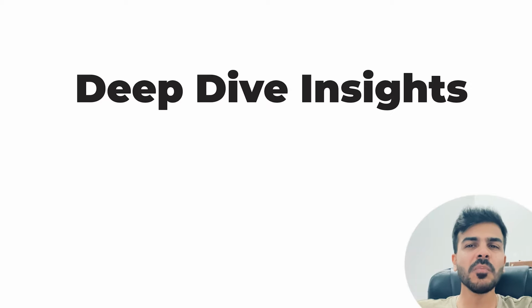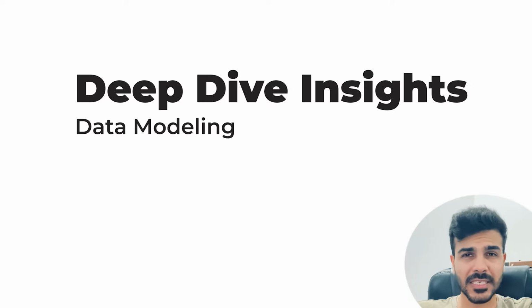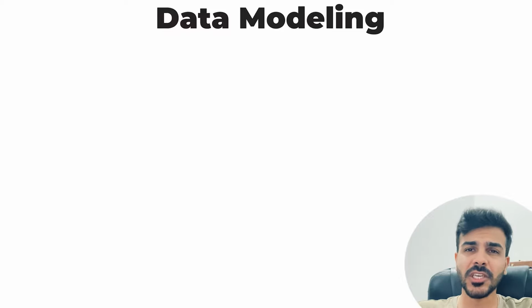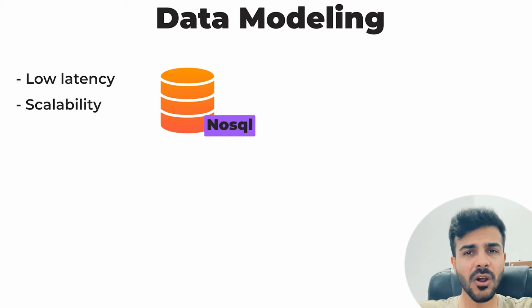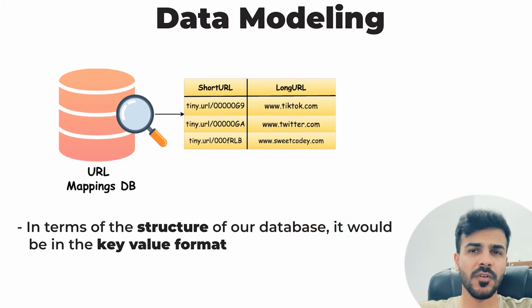Now let's see how we will model the data in our URL mappings database. We'll also look at some common queries that we need to run on this database and how we can optimize them further. Firstly, we know from the discussion in the database selection that NoSQL is perfect for this kind of database, given the requirement for low latency, the scalability, along with a simple query pattern. Now in terms of the structure of our database, it would be in the key value format. The short URL would be the key and the long URL would be the value.